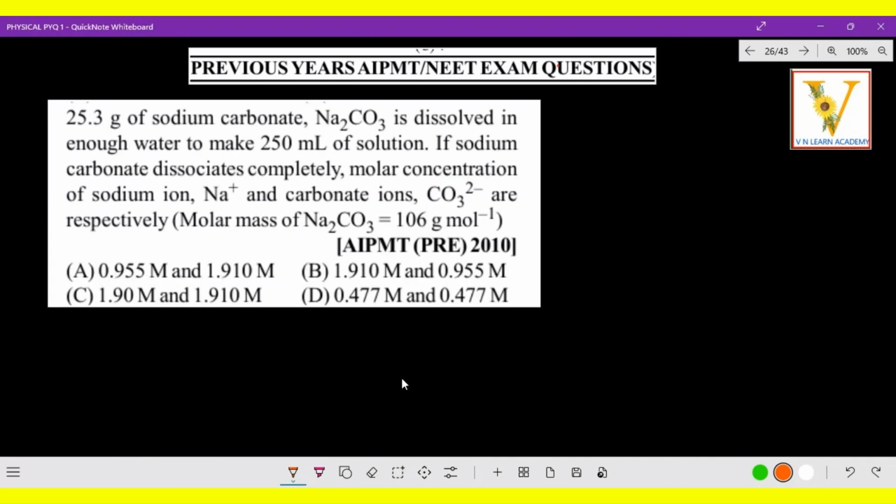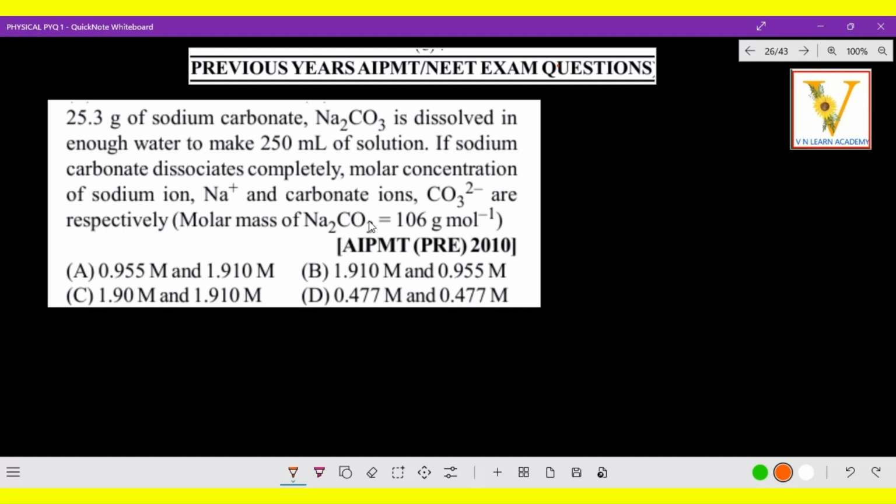The next question: 25.3 gram of sodium carbonate, Na2CO3, is dissolved in enough water to make 250 ml of solution. If sodium carbonate dissociates completely, find the molar concentration of sodium ions Na+ and carbonate ions CO3 2-, respectively. Molar mass is 106 gram per mole. Indirectly, this question is asking about molarity, the strength of that solution. Let us find that.